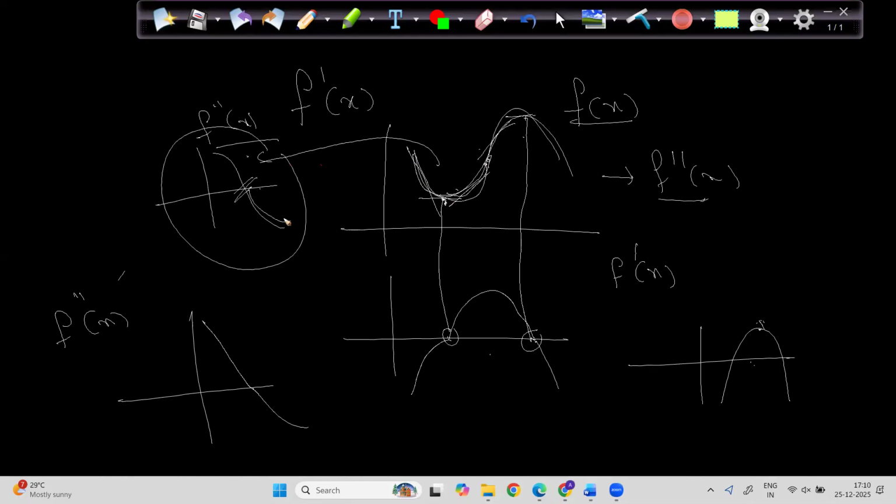So it is negative. See, if you want to draw f double dash x directly from f of x, see where the function is concave up and concave down. Concave up, f double dash x is positive. Concave down, f double dash x is negative. If you want to draw f dash x, see where it is increasing, positive sign, where it is decreasing, negative sign, and see where you have critical points.